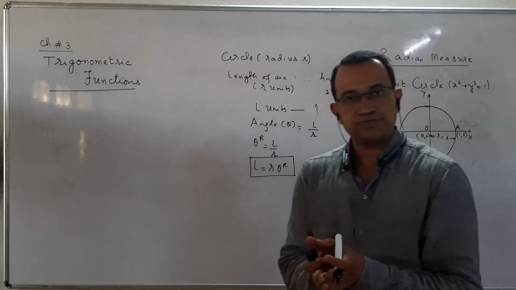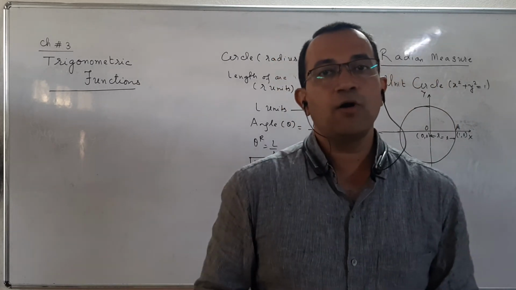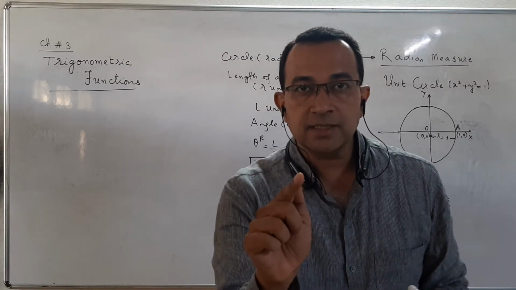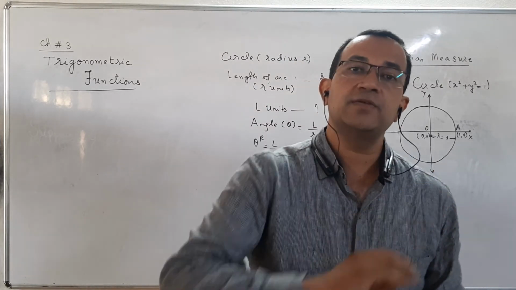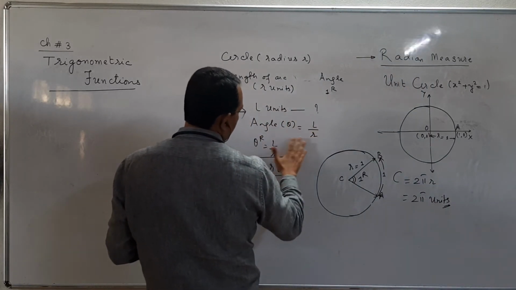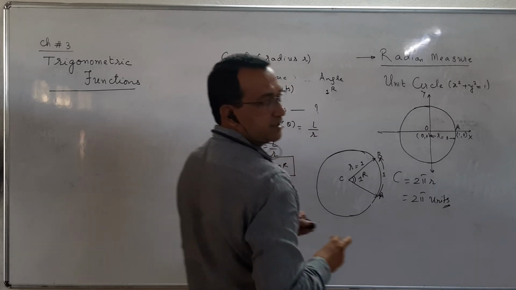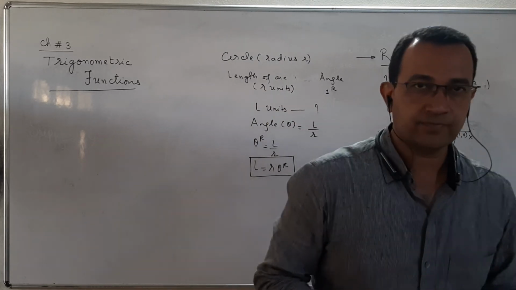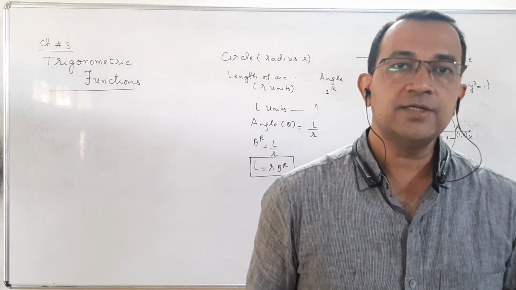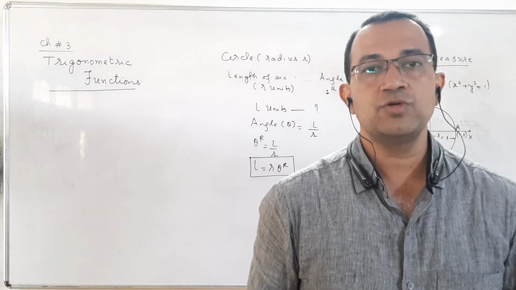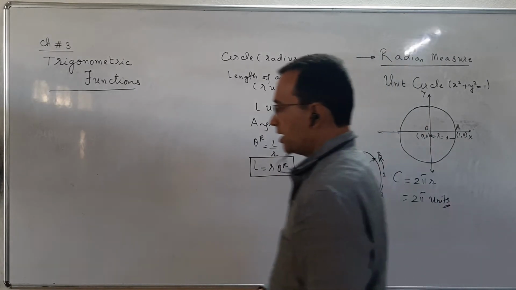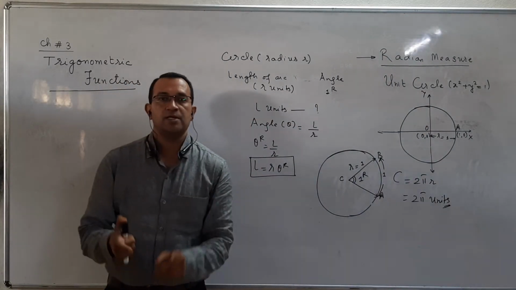So in general, in a circle of radius r, the angle subtended by an arc of length L at the center will be theta radian. Then theta radian is equal to L by r, or L is equal to r into theta radian. This much, students, we have to perfectly memorize. So in radian measure, 5 things we have to memorize.